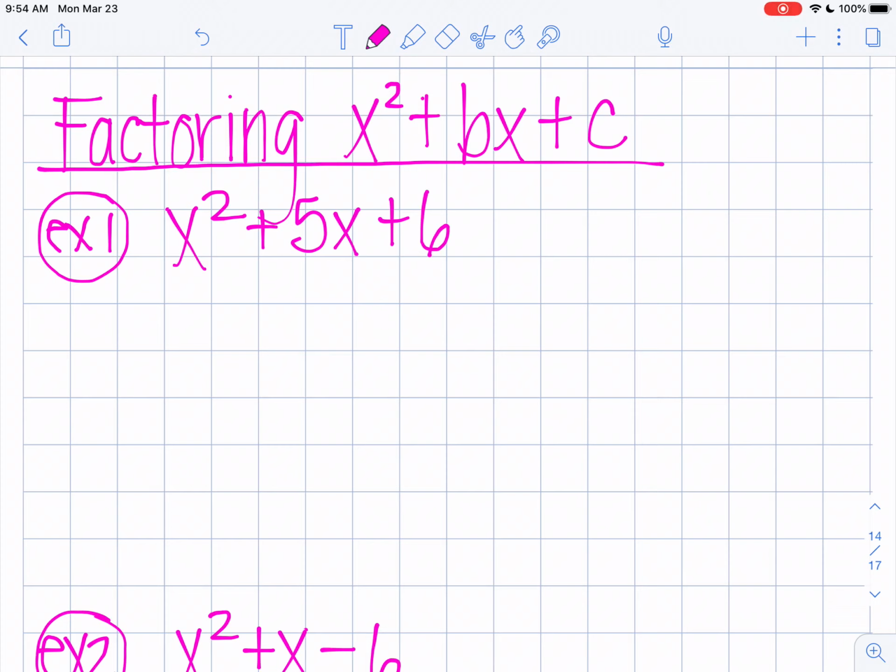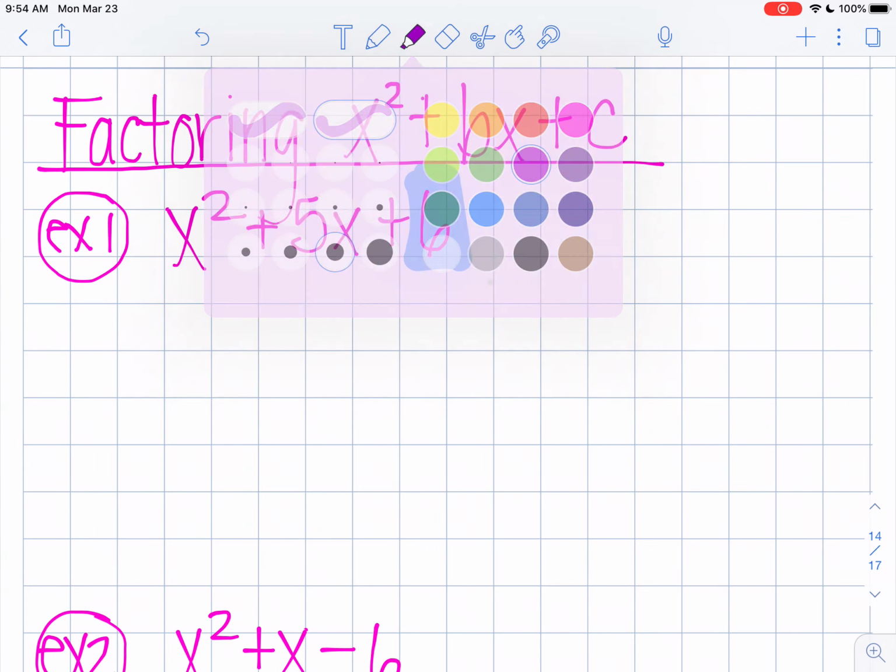We'll be talking about how to factor. So I have 3 examples for you. We're going to do it a little bit of a different way. So when I'm factoring, I want to pay attention to this last term and this middle term. And actually, I'm going to do it in a different color.